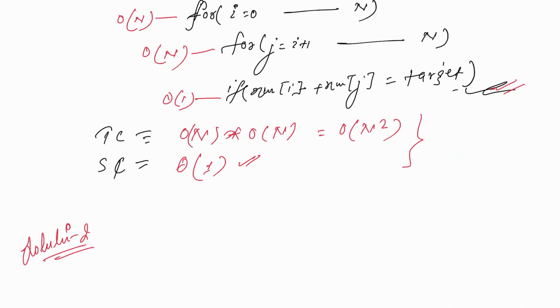So in solution 2, we are going to iterate this array only once, and while iterating, we will look for the complement, checking whether it is already present inside the table. If it is, we return the solution.